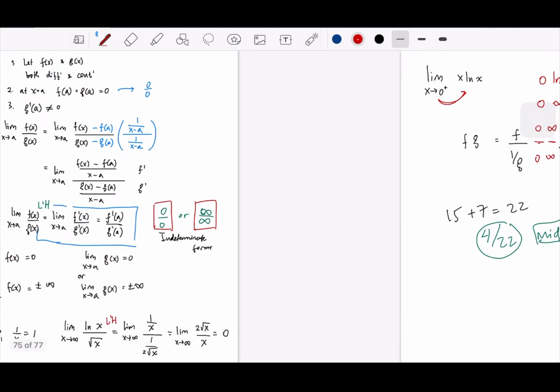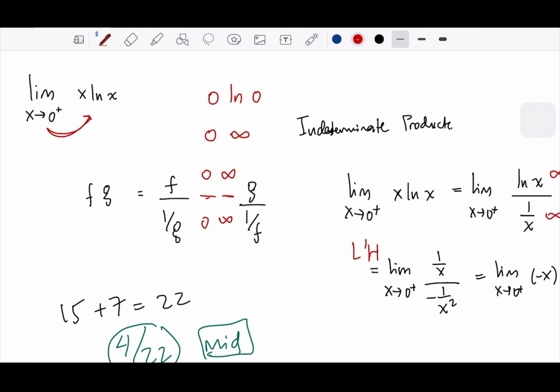Okay. And then we have another form which we call the indeterminate products. This is when we have 0 multiplied by infinity. We call this an indeterminate product. This happens when, for example, you have x ln x. If you put 0 inside, x becomes 0, but ln 0 is infinity.